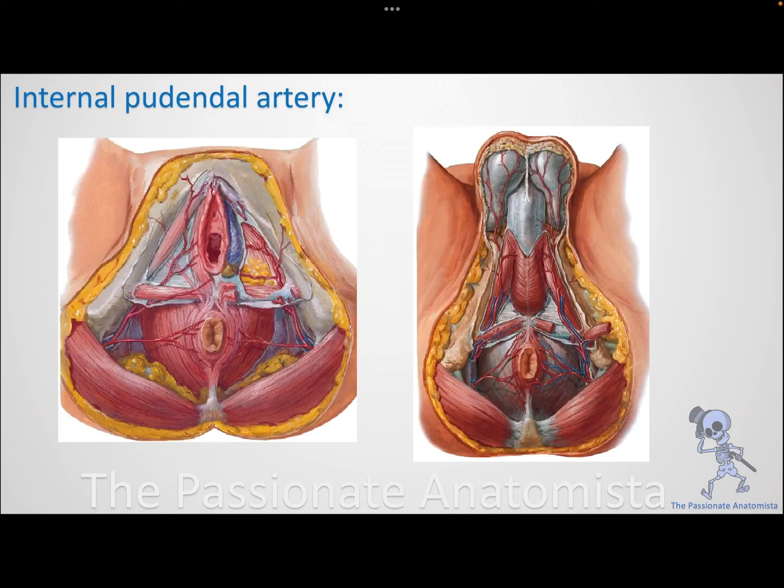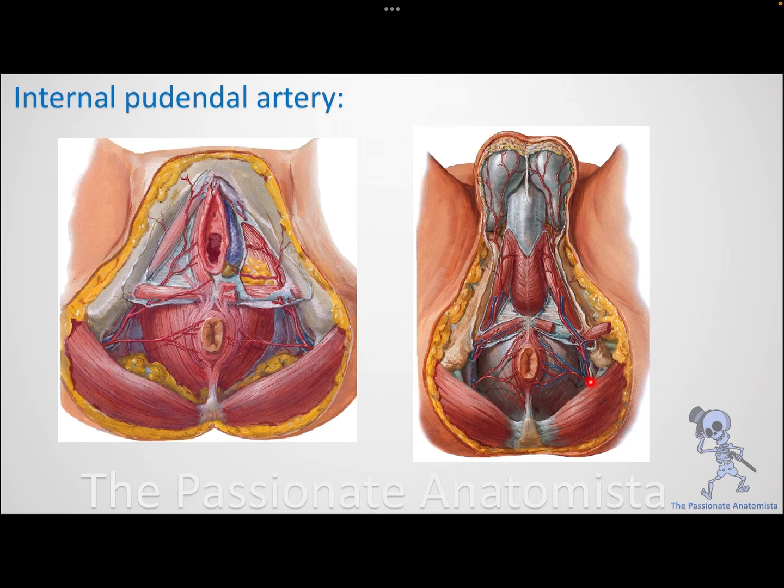All right, now here I have a picture for the branches of the internal pudendal. If you look at the internal pudendal, it enters and runs in the pudendal canal, and we're going to talk about that in another video. But let's see what happens as we come to the perineal and anal triangle region.